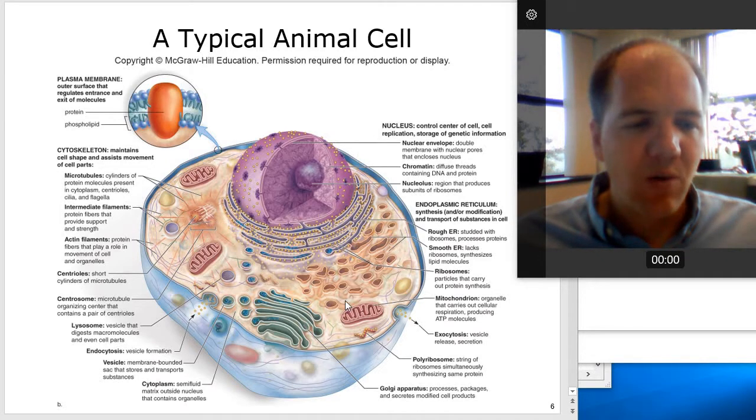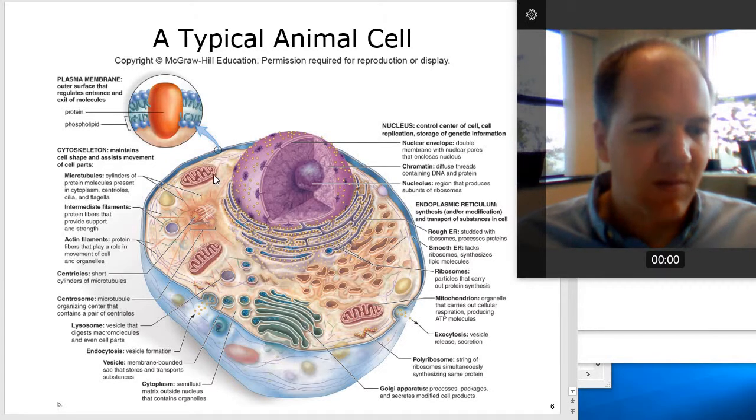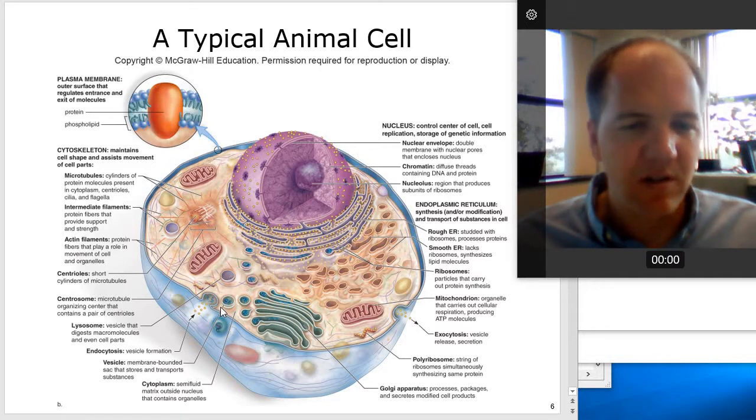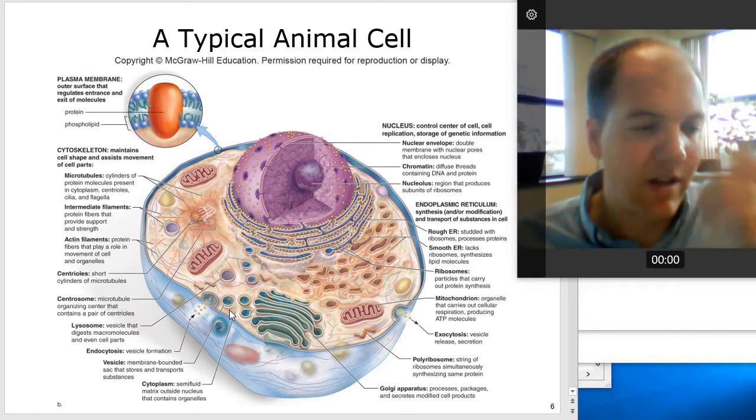Next to the rough ER, we have the smooth ER. This is the mitochondria here. That's where the energy of the cell is produced. Here we have the Golgi apparatus. We have some more mitochondria here as well. We have these vesicles, and vesicles are specific organelles that carry things among the cell, throughout the cell, and outside of the cell, and we'll look at that a little bit more.